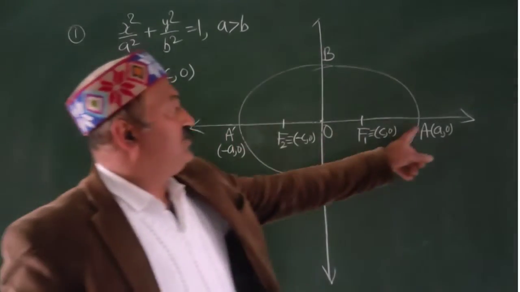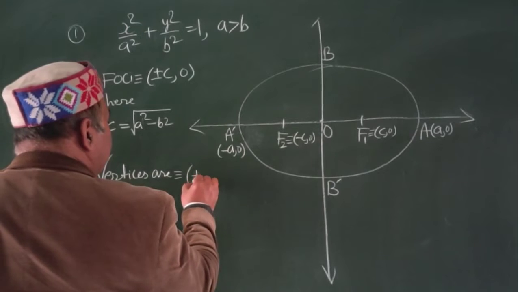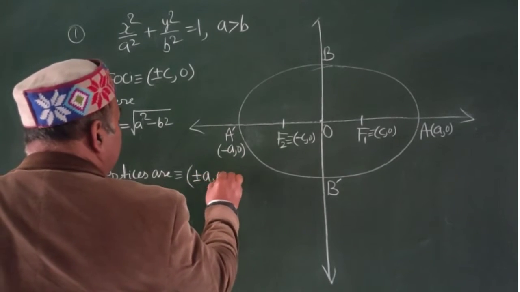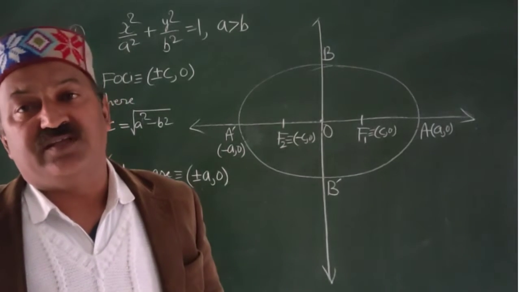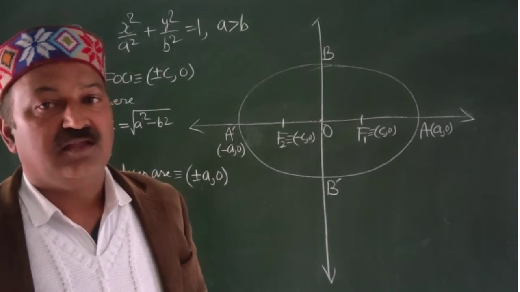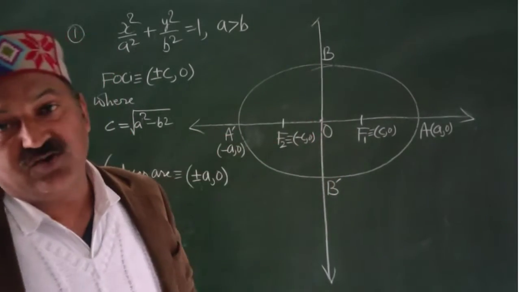These are the vertices, 2 vertices of the ellipse, and they are plus minus A, 0. These are the coordinates of the vertices of the ellipse, in which the major axis lies on the x-axis and the minor axis lies on the y-axis.